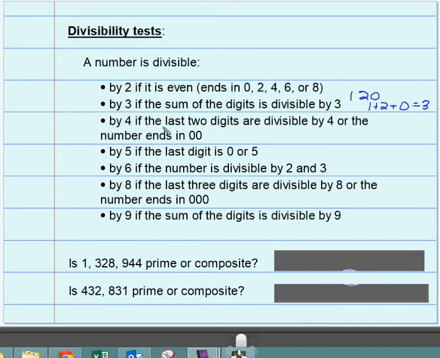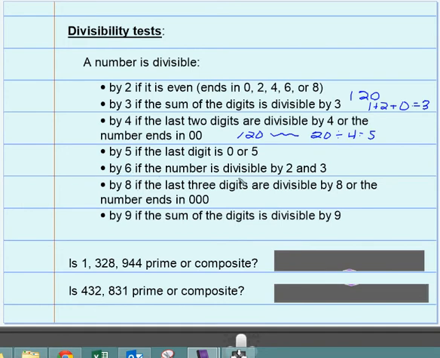A number is divisible by 4 if the last 2 digits are divisible by 4, or if the number ends in 0, 0. So if we go back to this number 120 up here, I would say, well, we're going to use the number 20 because that's the last 2 digits, and 20 divided by 4 equals 5. So 4 would be a factor. 5 should be one that you're familiar with. 0 or 5 have to be the last digits.